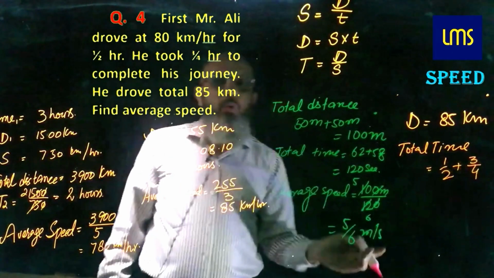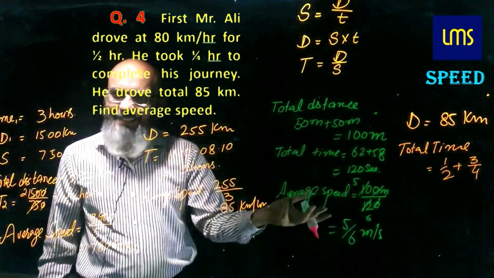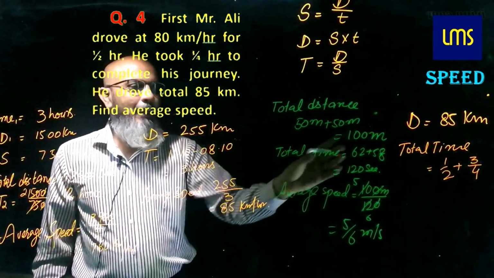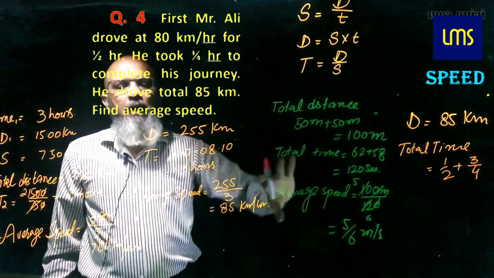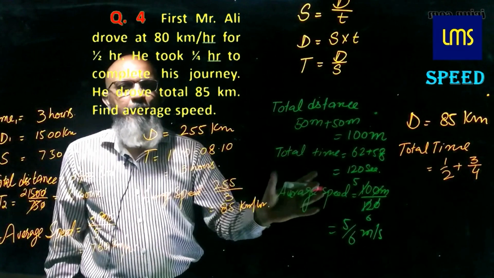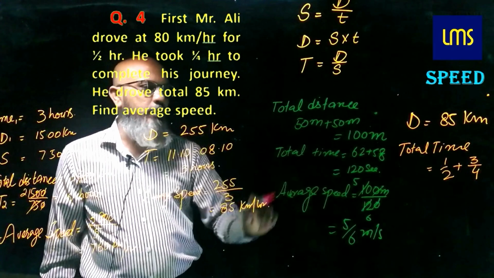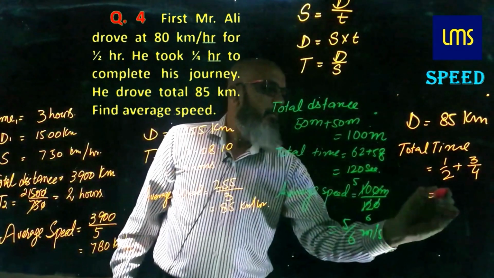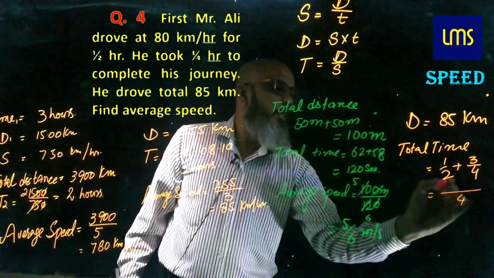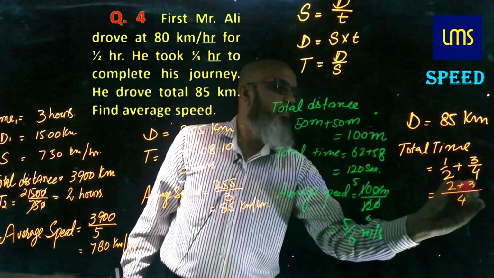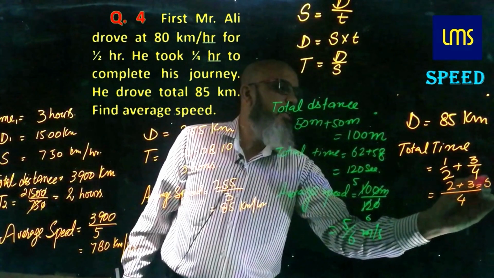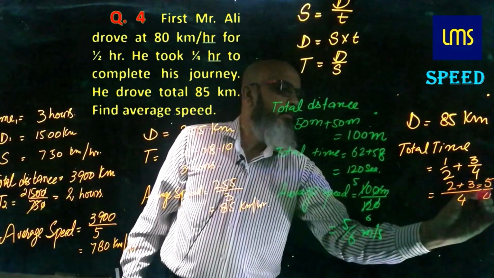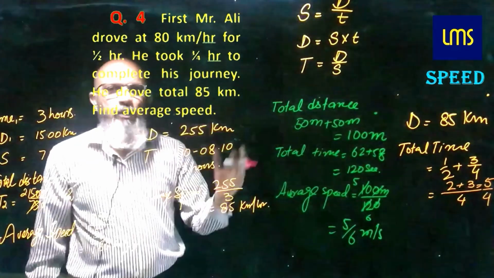So you know how to add the fraction form? Yes, I think you must know. You make the denominator the same, either you take the LCM, so then you can add the fractions. If I take the LCM, 4 is your LCM, 2 ones are 2 plus 3, your answer is 5/4 hour.